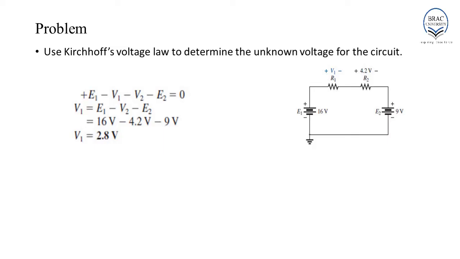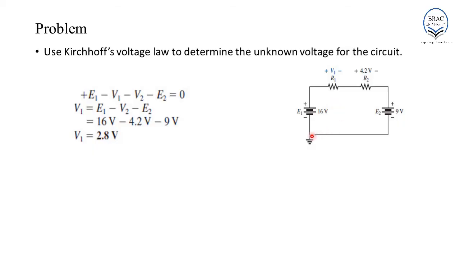Example. Use Kirchhoff's voltage law to determine the unknown voltage for the circuit. In this particular circuit, we have two voltage sources E1 and E2, and we have two loads R1 and R2. We know the voltage across E1 and E2, and we know the potential drop across R2. However, we don't know the potential drop across R1, which is V1. Now, using Kirchhoff's voltage law, that is KVL, we have to determine this unknown voltage.